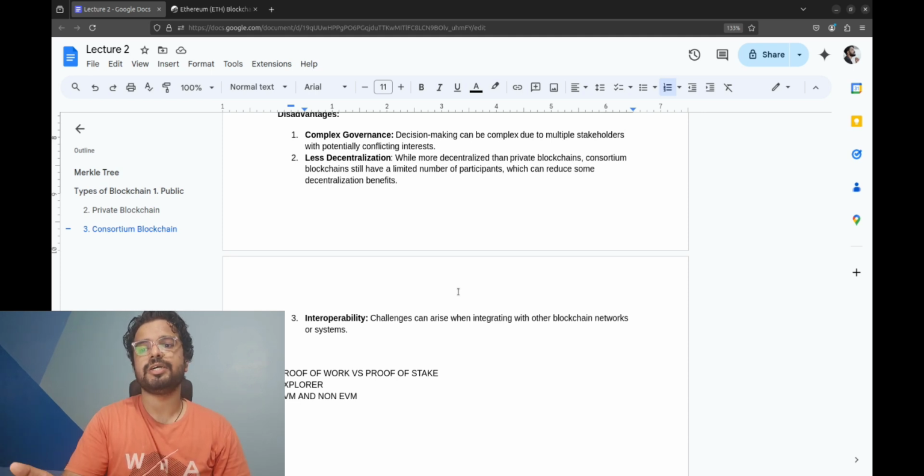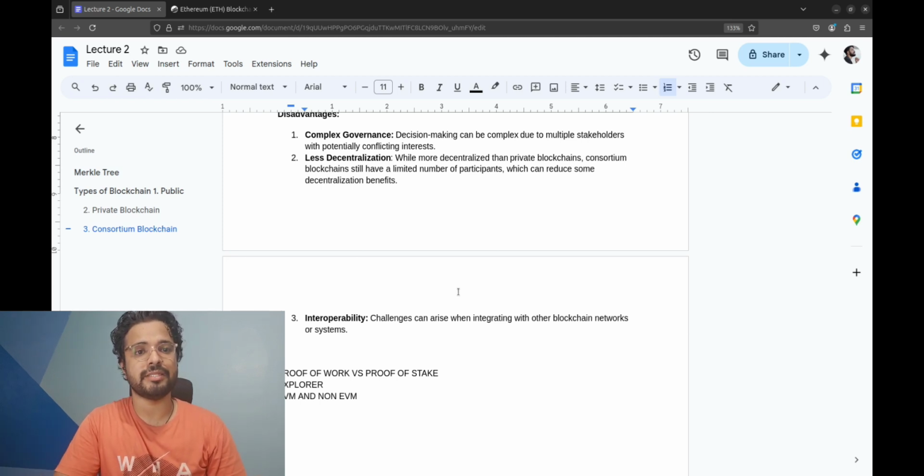Whereas non-EVM chains like Aptos, Cardano or Tezos don't support EVM, but they support a large variety of languages, like Python also. So if you are a Python developer, or you know Python, or you just started, you can be a blockchain developer also in the future. So that is a small summary of it.